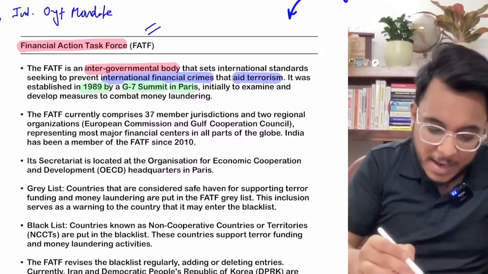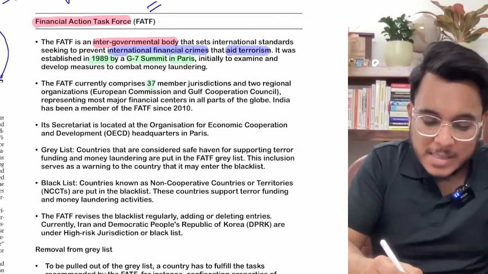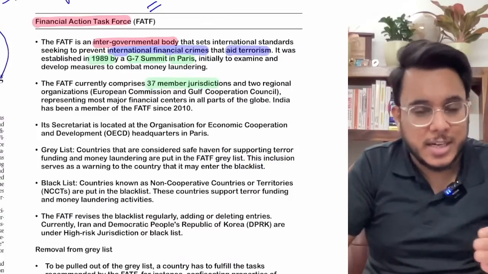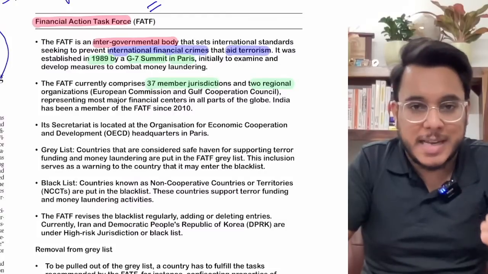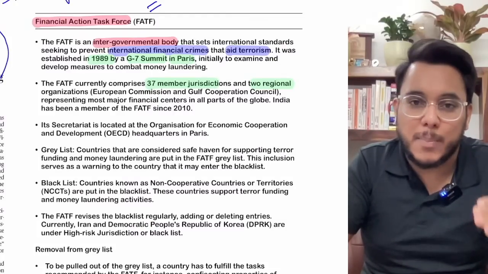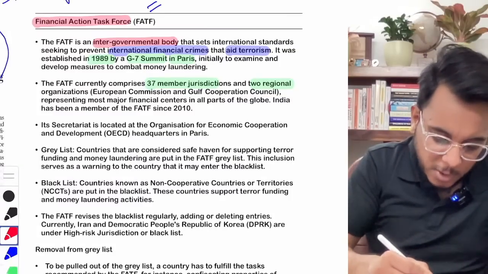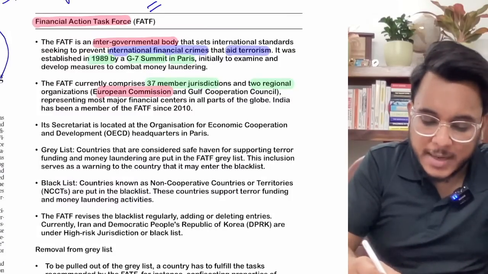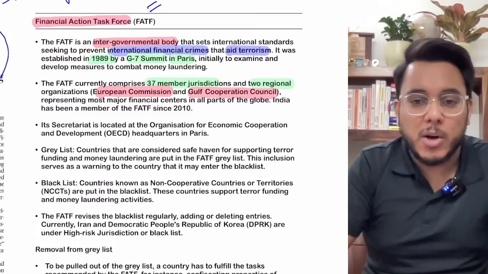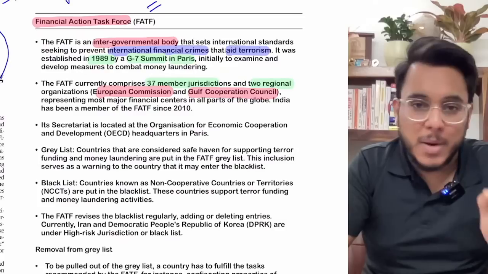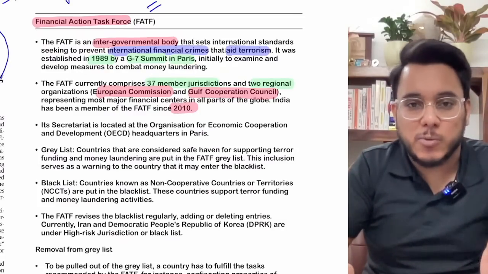Okay, and the FATF right now comprises 37 member jurisdictions, 37 member countries, and along with that, 2 regional organizations, regional groupings, are also part of the FATF. These 2 regional groupings include number 1, the European Commission, and number 2, the Gulf Cooperation Council. Is it clear? When we talk about India, India is also a member of the FATF, and India has been a member of FATF since 2010.